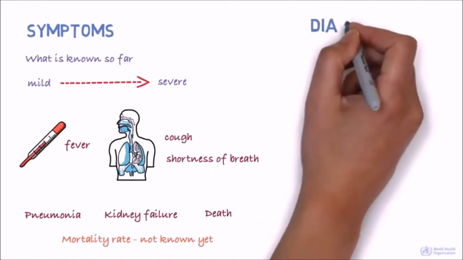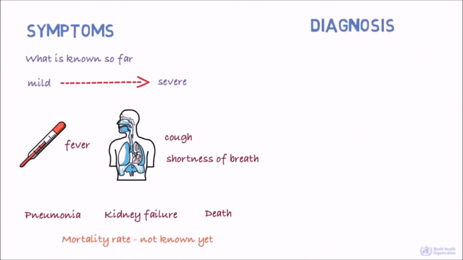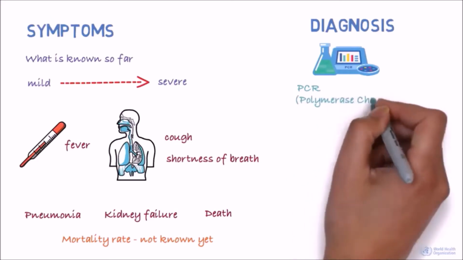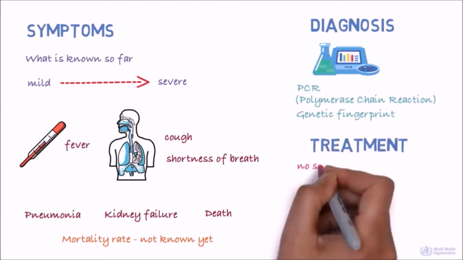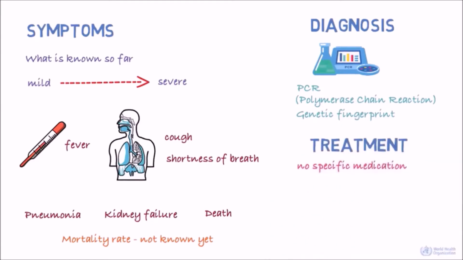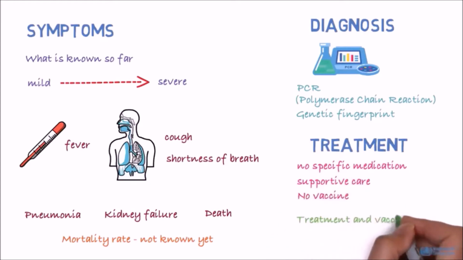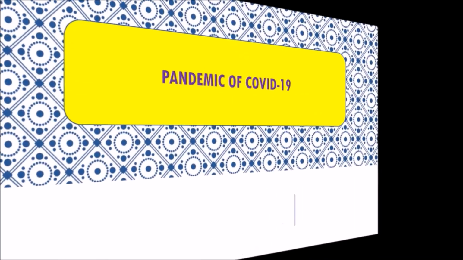How can we tell whether someone is infected? The infection can be diagnosed by a test called PCR, or polymerase chain reaction. This test identifies the virus based on its genetic fingerprint. There's currently no specific medication for the virus, and treatment is supportive care. There's currently no vaccine to protect against the virus. Treatment and vaccines are in development.